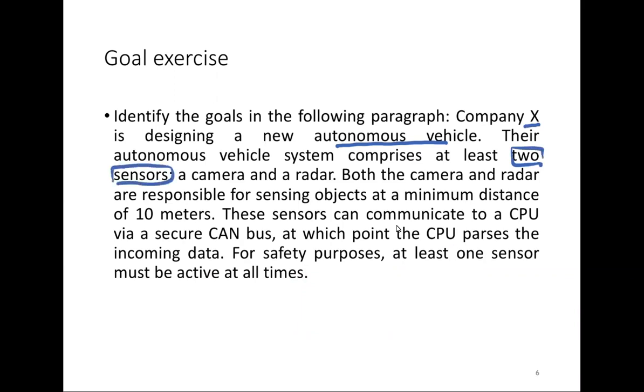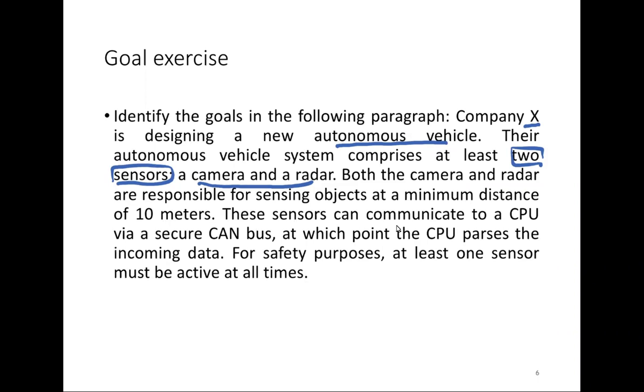The first one, a camera, and the second one is a radar. Both the camera and the radar are responsible for sensing objects at a minimum distance of at least 10 meters. These sensors can communicate to a CPU via a secure CAN bus, at which point the CPU actually parses the incoming data. For safety purposes, at least one sensor must be active at all times.